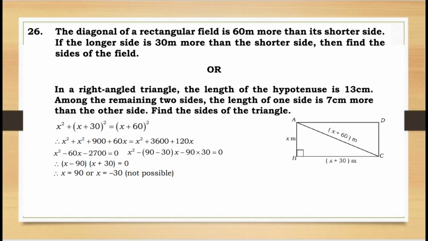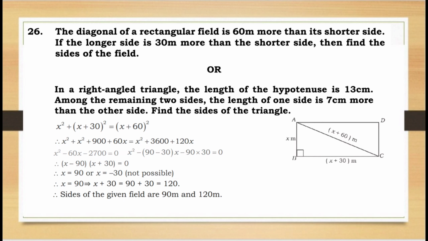Here, x is length of the shorter side, that is, length should always be a positive number. Therefore, x equals minus 30 is not possible. Therefore, length of the shorter side will be the positive term, that is 90, which implies x plus 30, that is length of the longer side will be 120. Therefore, sides of the given field are 90 meter and 120 meter. This is the answer for the first part of the question.